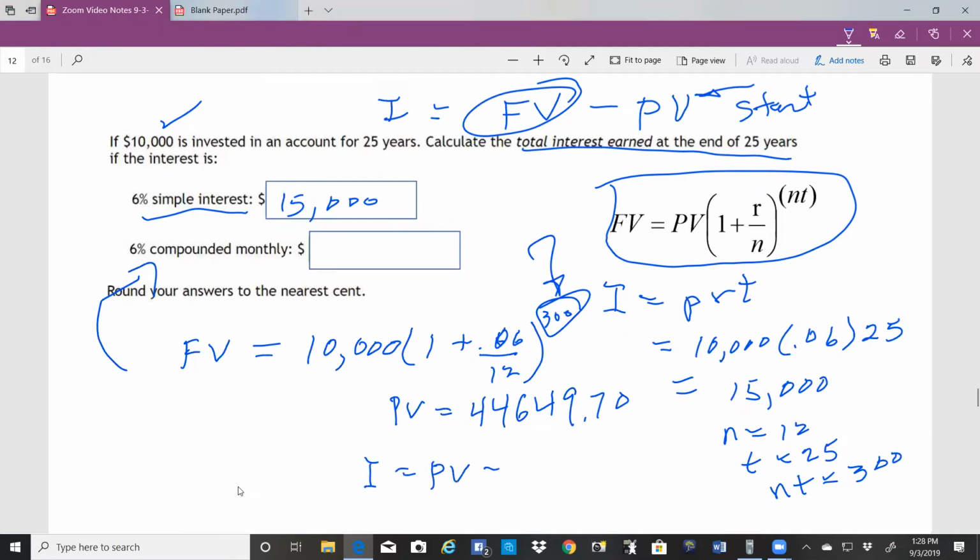So we need to subtract 10,000. That would be FV minus 10,000, so that would be 34,649.70. Notice with compounding, you get over double the interest. Very powerful.